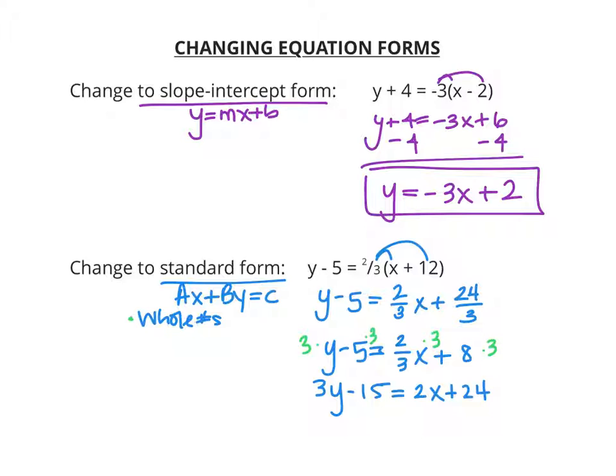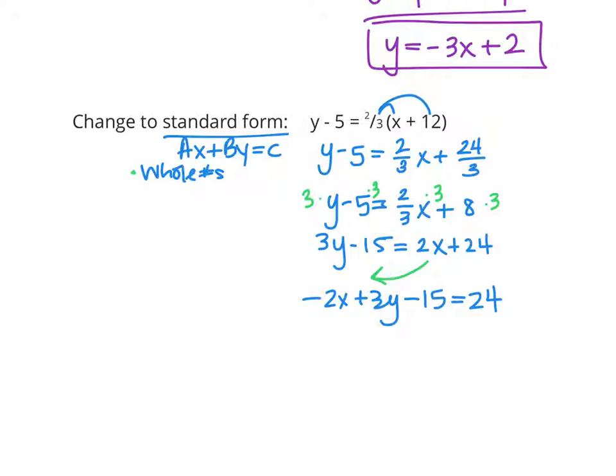And then I just need x and y on the same side, so I'm going to need to move this 2x to the left. And when I move that over, it's going to subtract it. So that's -2x plus 3y minus 15 equals 24. And then the last thing I have to do is to move the 15 over, which is going to be to add 15 to the other side. And so my final equation is going to be negative 2x plus 3y equals, if I add, let's see, 39.